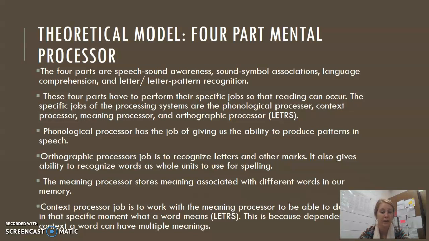put out by Letters. The phonological processor has the job of giving us the ability to produce patterns into speech, and this is being able to read written words and move them off of the page into verbalizing them. Speech sound awareness, as I talked about, is in the back part of the frontal lobe, and letter pattern recognition and sound symbol associations are in the back of the brain. Language comprehension is in the left front side of the brain. Just to let you have an idea of how all these four parts are in different areas of our brain, but all work together, and if one isn't working, it hinders your reading skills.